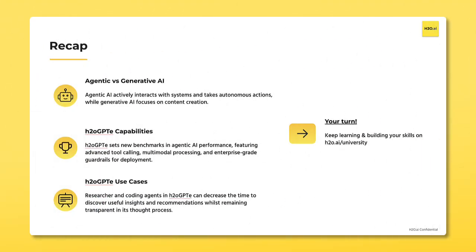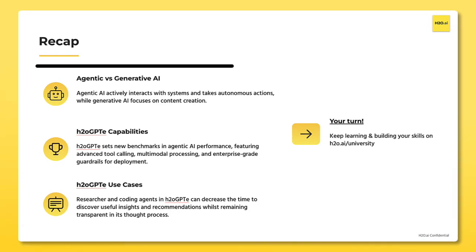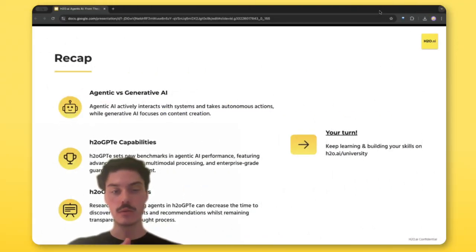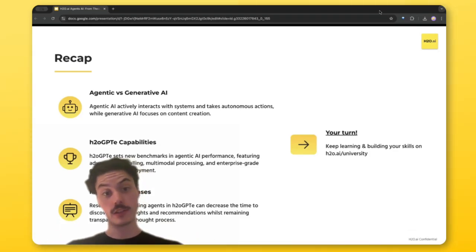So, what have we gone through today? The first thing is around agentic versus generative AI. To recap, agentic AI is where your system interacts and takes autonomous actions with some kind of environment, while comparatively, generative AI focuses on more of the content creation side of things.